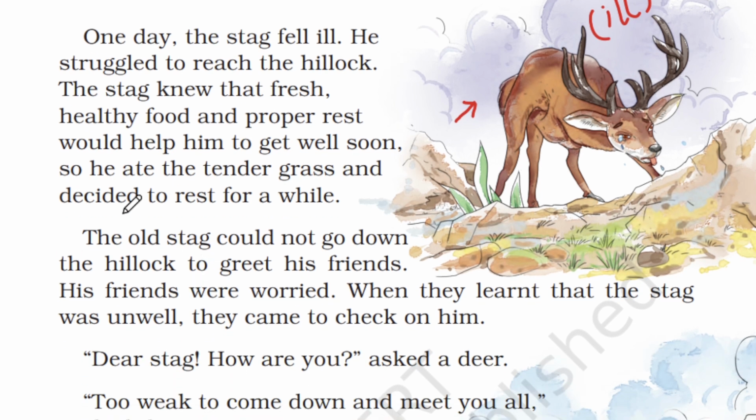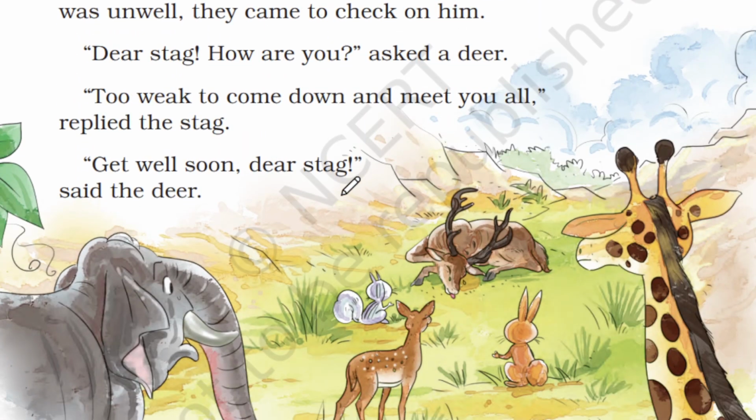So, what happened next? The old stag could not go down the hillock to greet his friends. Yes, because he is not feeling well, he couldn't go down and meet his friends. His friends were worried. When they learned that the stag was unwell, they came to check on him. So all his friends climbed up the hill to meet the stag. Okay, this is a hillock. So they all climbed to the hillock now.